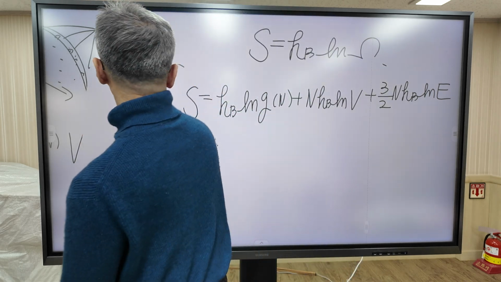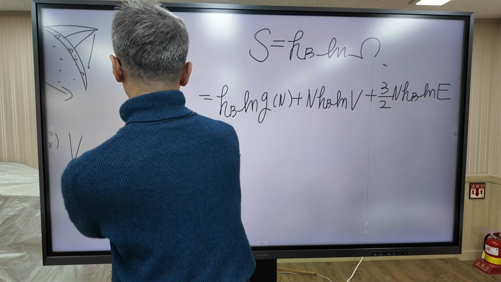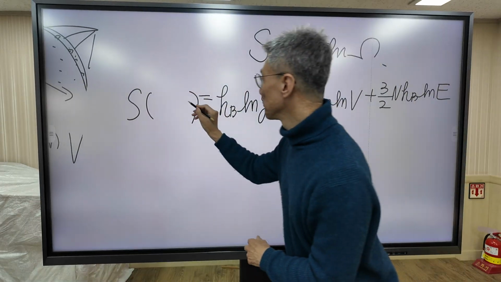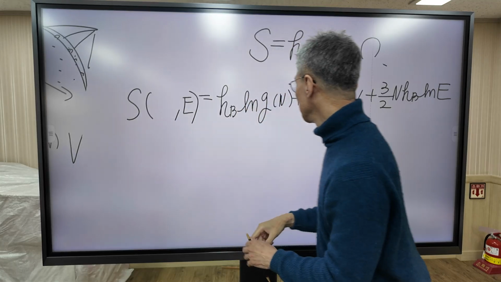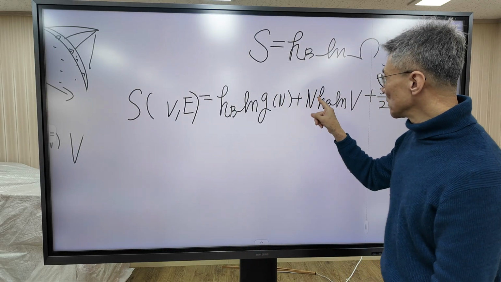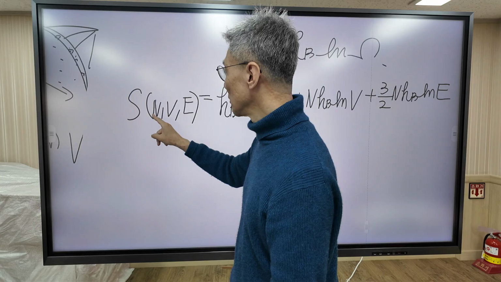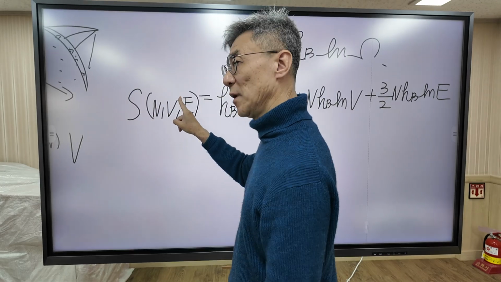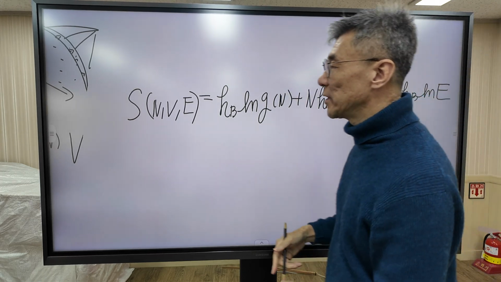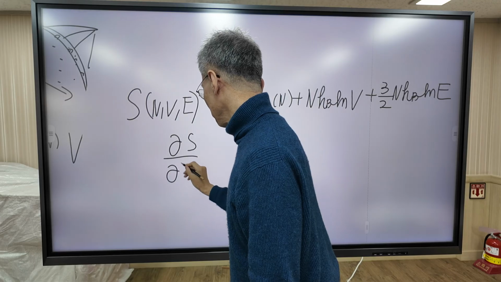Now, as you can see, the entropy is a function of energy, and it is also a function of volume, and it is also a function of the number of particles. So entropy is a function of number of particles, volume, and energy. So I'm going to take a derivative with respect to energy.